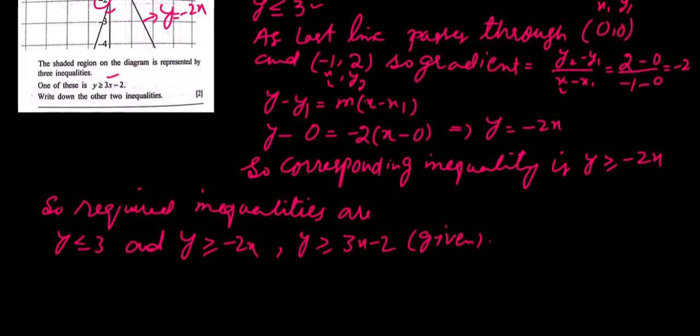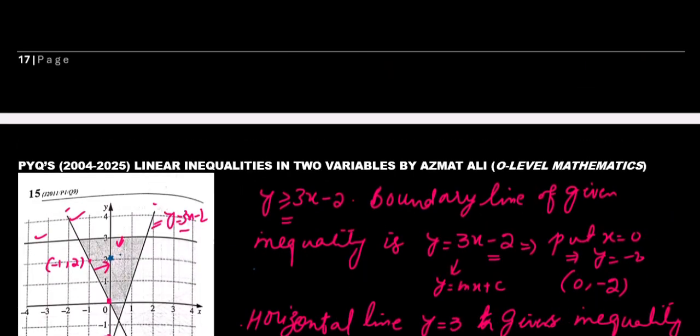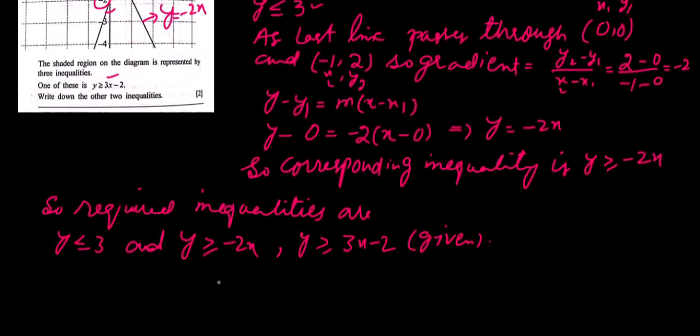Sorry for the disturbance. This point has the coordinates x 0, y 2. Now you have to put this point in the inequalities that you have found and check whether the point (0, 2) satisfies all of them. When you put y is 2 and x is 0, 2 less than or equal to 3, is this true? Yes, this is true. Then y is 2 greater than or equal to minus 2x, and x is 0, so this becomes 2 greater than or equal to 0. Is this true? Yes, this is true.